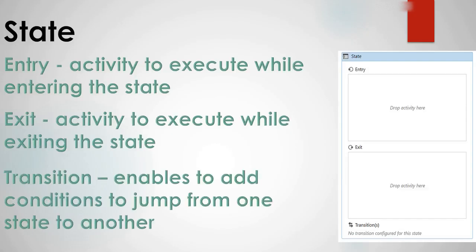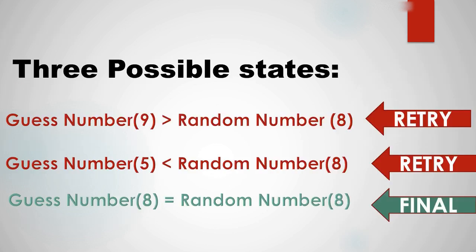So the transition enables us to add conditions to jump from one state to another. Let's try to understand this transition with the help of an example. We had three possible states in our project. Let's say that we had a random number of 8, but we guessed the number 9, that is greater than the random number, or we guessed the number as 5, which is less than the random number. In these two conditions, we need to retry.